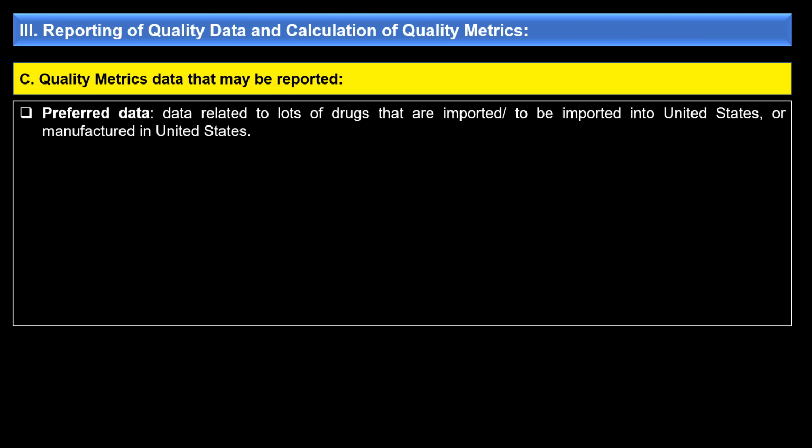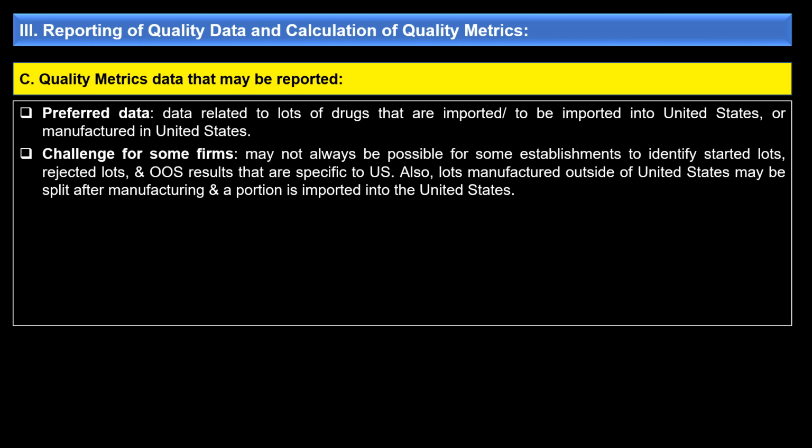For reporting of the quality data, the third point is the quality matrix data that may be reported. So the preferred data is data related to the lots of drugs that are imported or to be imported into the United States or manufactured in the United States. However, FDA identifies a challenge for some of the firms that it may not always be possible for some establishments to identify the started lots, rejected lots, and OOS results that are specific to the US. Because some lots are manufactured outside of the US, may be split after manufacturing, and a portion is imported into the United States.